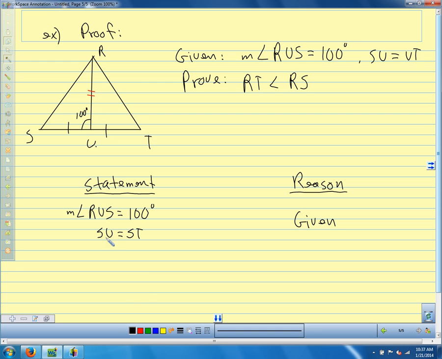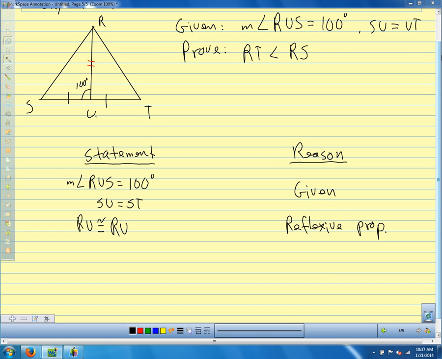I'll mark this in red since we've figured that out. So I'm going to say that RU is congruent to RU. And what property did we call that? Reflexive. Good. So the reflexive property. So we're almost done. So now we have two triangles. We have two sides congruent. So we know maybe it has something to do with the Hinge Theorem or the converse of the Hinge Theorem.